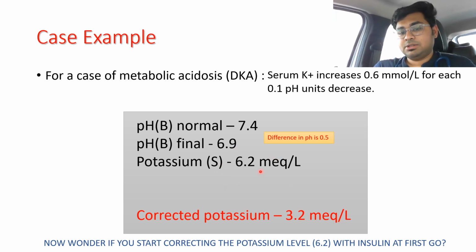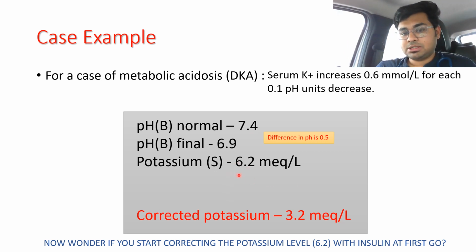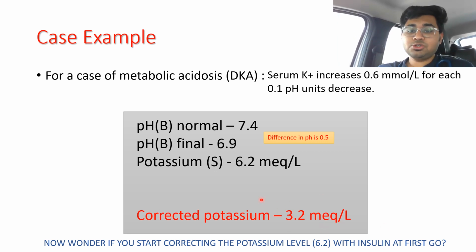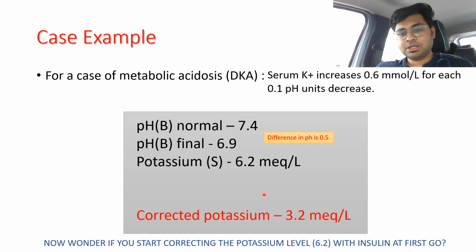subtract the increased component from the 6.2, that is 6.2 minus 3 is the corrected potassium level, which comes to 3.2. So the ideal increase should have been 3 milliequivalent per liter, but what you have in your serum report is 6.2. So just subtract that parameter, 6.2 minus 3 is 3.2, and this is your corrected potassium level. This is the truthful potassium level in that patient.